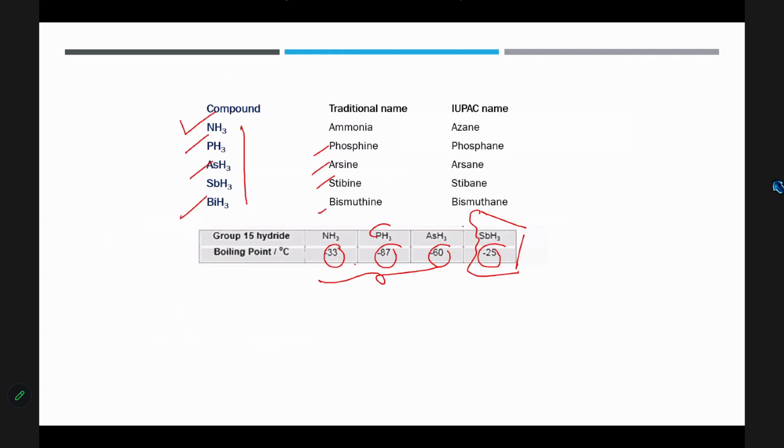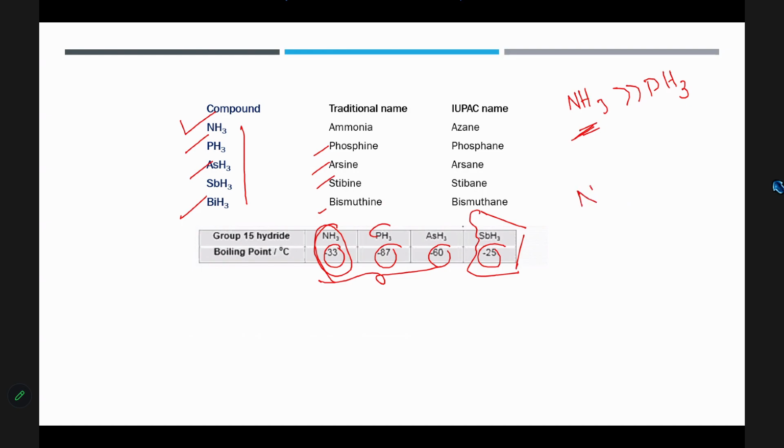It's down. So why do you think ammonia has the highest? It's supposed to be the other way around. Ammonia being lighter, it should have a low boiling point, but it has a higher boiling point than phosphine. What could be the reason? Ionic character? No, ammonia has more covalent character. Phosphine has relatively more ionic character. The hydrogen bonding. Yeah, it's very simple.